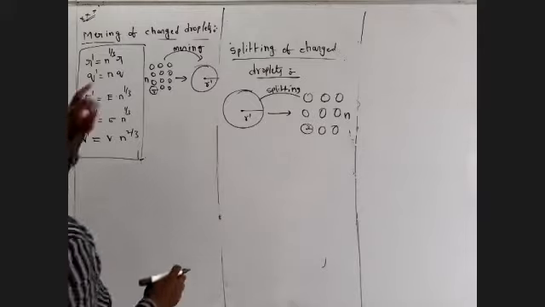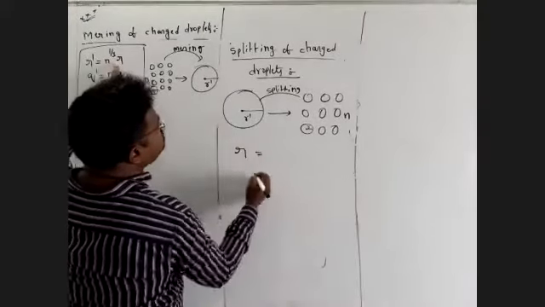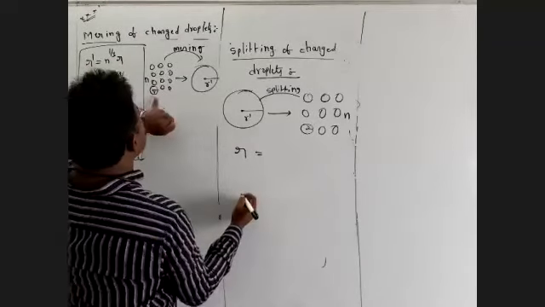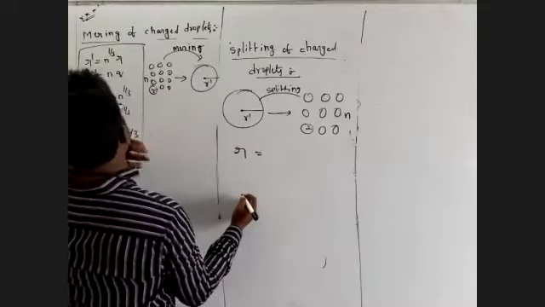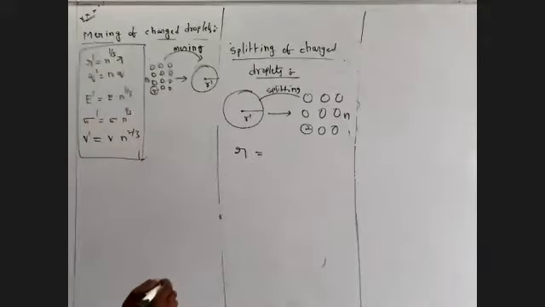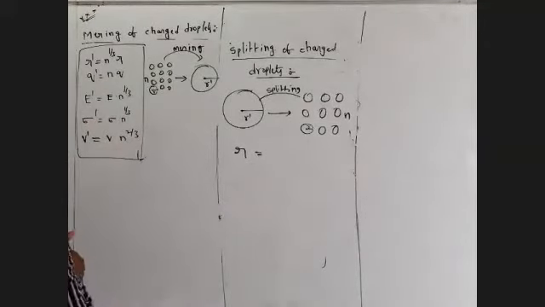Okay. For this one, R is equal to... this is the radius R, a small R. R dash value is for splitting, merging of charged droplets. Merging of droplets. Okay, this is also okay.